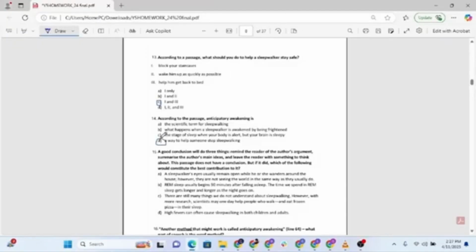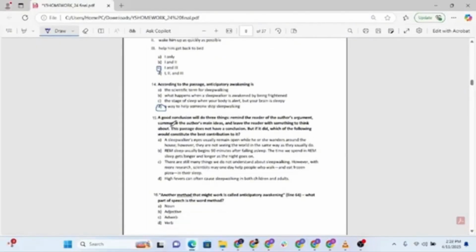Explanation. The technique called anticipatory awakening involves setting an alarm before the usual sleepwalking time. This helps prevent sleepwalking by waking the person before it can occur. Question 15. A good conclusion will do 3 things. Remind the reader of the author's argument, summarize the author's main ideas, and leave the reader with something to think about. This passage does not have a conclusion, but if it did, which of the following would constitute the best contribution to it? The correct answer is option C. There are still many things we do not understand.